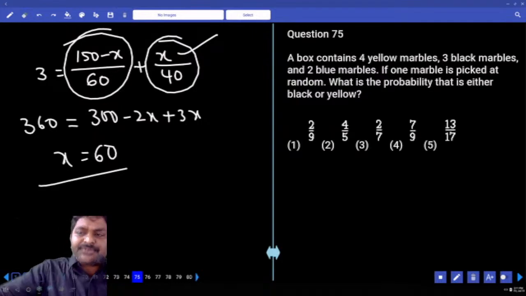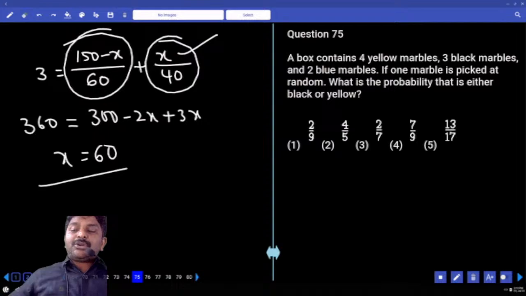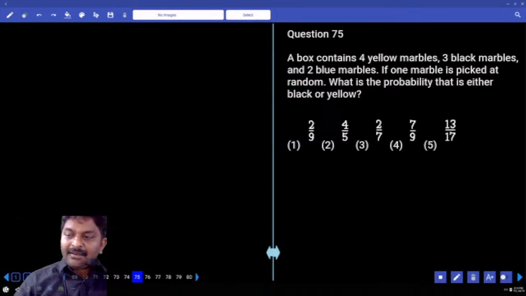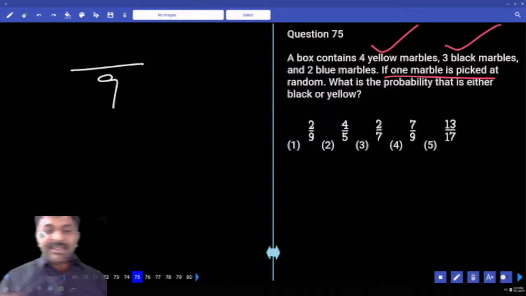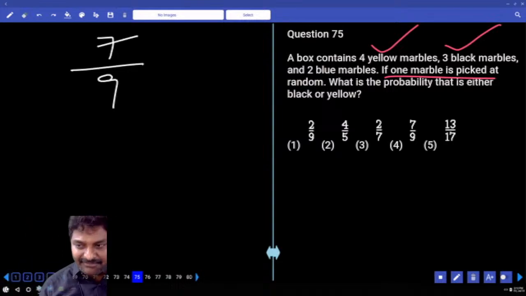The box contains 4 yellow marbles, 3 black marbles and 2 blue marbles. Total how many are there? 9. One marble is picked at random, denominator is 9. What is the probability that it is either black or yellow? Yellow 4, black 3, total 7. 7 by 9 final.